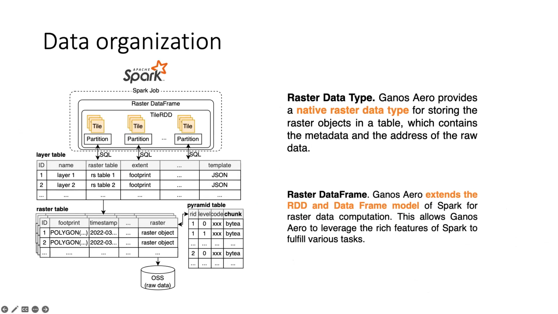Based on the raster model introduced above, this figure shows how GANOS Aero organizes raster data in the database. Firstly, we designed a native data type called raster, which can be used to store the raster objects. The raster table and pyramid table can be stored in OSS as mentioned above. Secondly, a custom Spark reader was developed to load raster data into Spark as a data frame object, which makes it possible to leverage the rich features of Spark to fulfill various tasks.